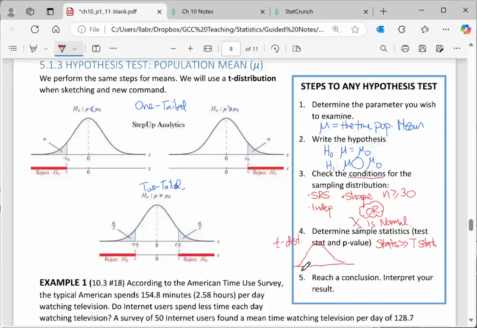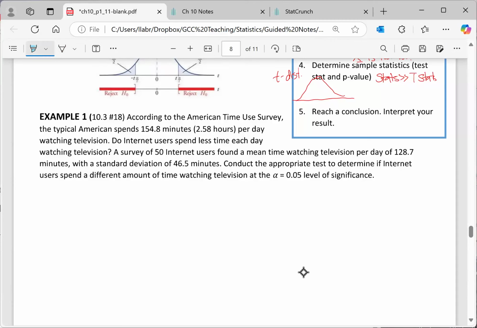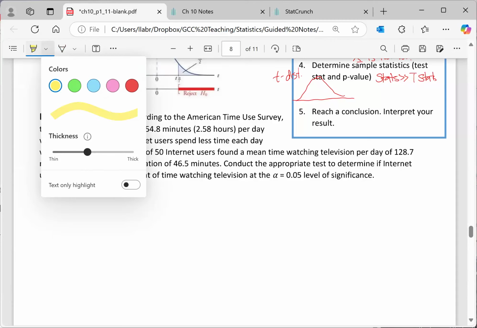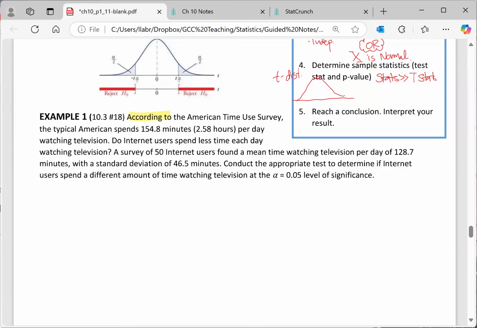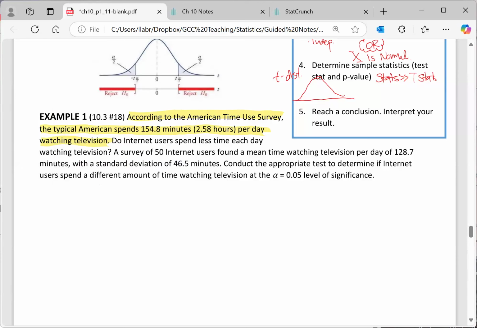So let's go ahead and take a look at our first example. According to the American Time Use Survey, the typical American spends 154.8 minutes or 2.58 hours per day watching television. Again, they start out strong with a claim. So please get used to identifying the claim. And then they continue by asking a question about a different group. So internet users. So they're asking, do internet users spend less time each day watching television? A survey of 50. So again, they're giving you the sample. So this is your sample info.